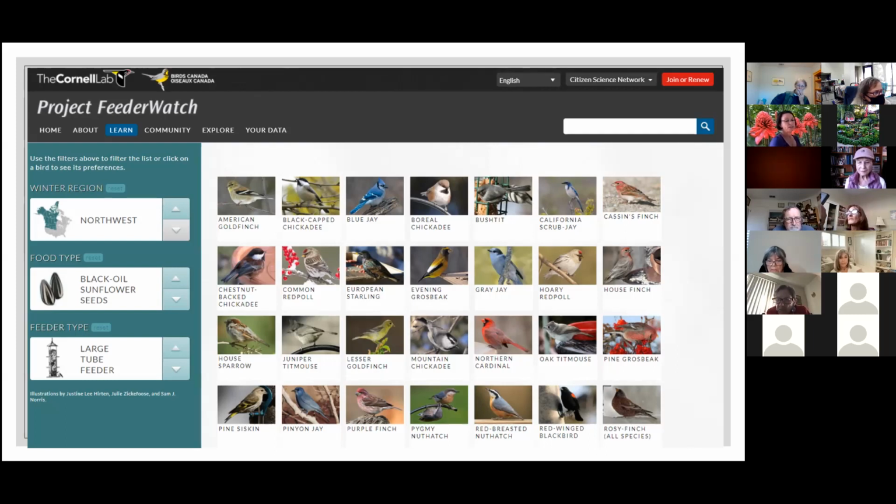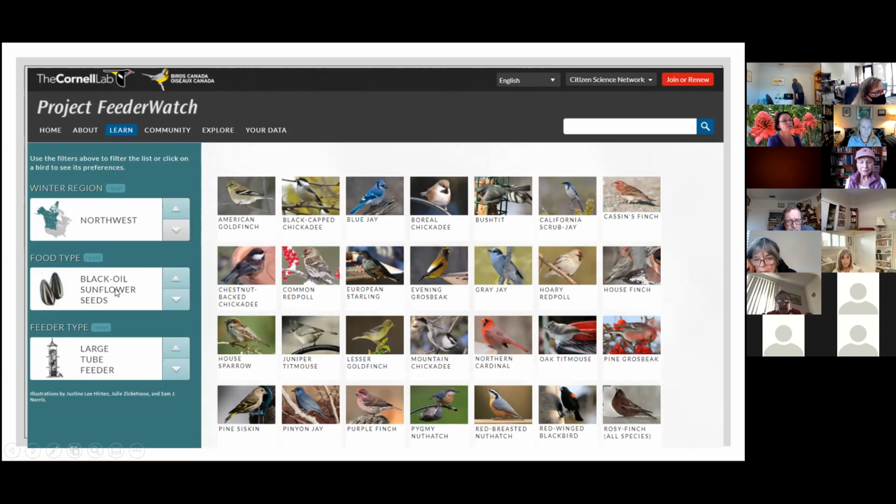And so what you can do here is indicate what region you're in, what food type you're putting out, and what kind of tube feeder. Then it'll give you a list of the birds you can expect to see in your region. So say I've observed some bird and I don't know what it is, this will give you a list of things.